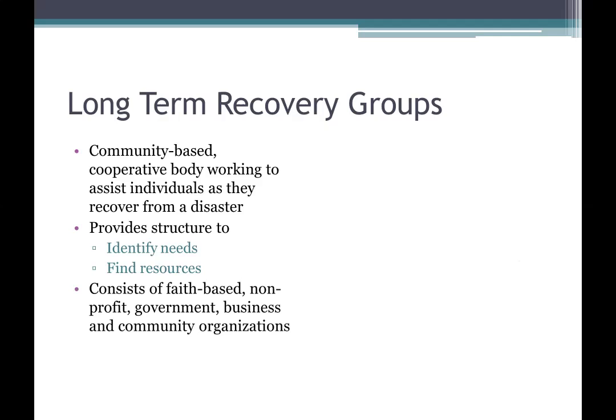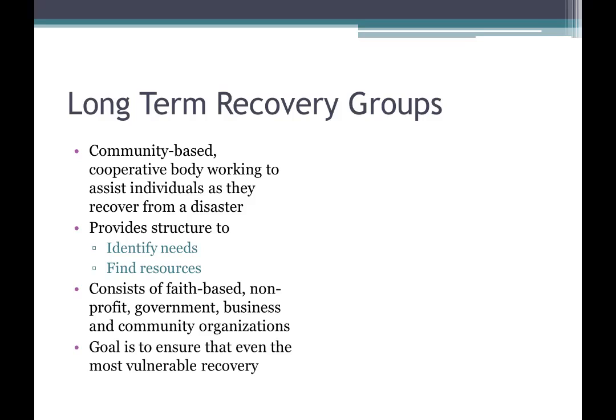A lot of times, the long-term recovery group has members who are also part of the VOAD as well, which helps bring in outside resources from the community. But the goal is to ensure that even the most vulnerable recover in the community, and not just those who have insurance and who have the means and resources to bounce back. A lot of time is spent with a long-term recovery group to help those who have those unmet needs.